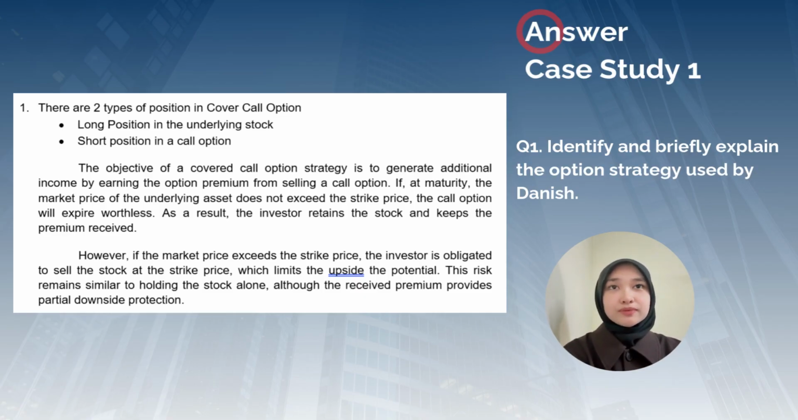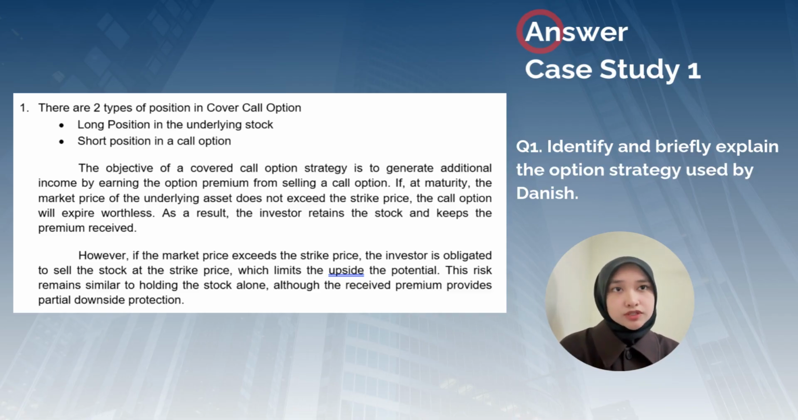So, there are two types of position in a covered call option, which are a long position in the underlying stock and a short position in a call option. Okay, based on our answer shown on the slide, the option strategy used by Danish is a covered call strategy. A covered call strategy occurs when an investor already owns an underlying asset and sells a call option on that asset. By using this strategy, Danish earns premium income upfront while still holding the asset. However, if the market price rises above the strike price, he is obligated to sell the asset at that price, which limits his maximum profit.